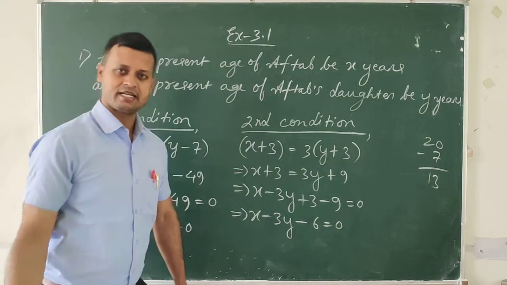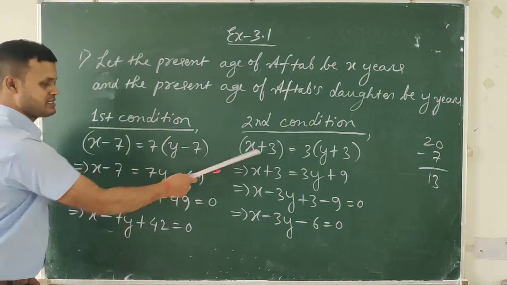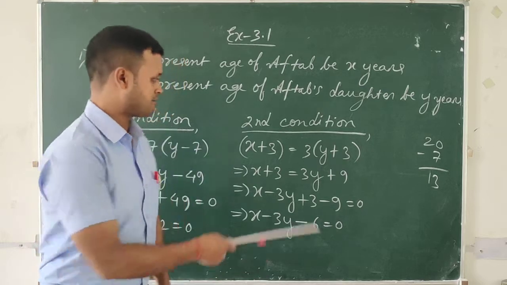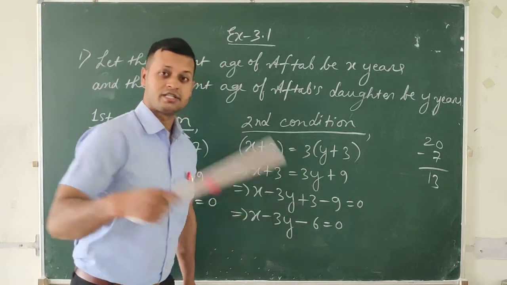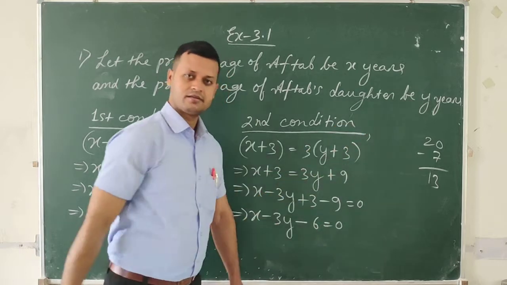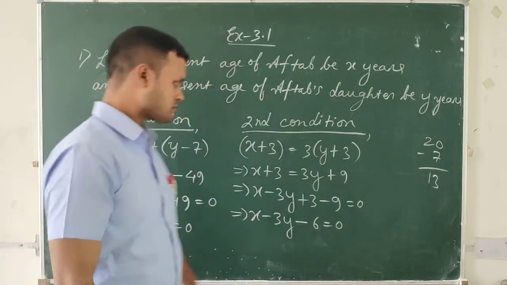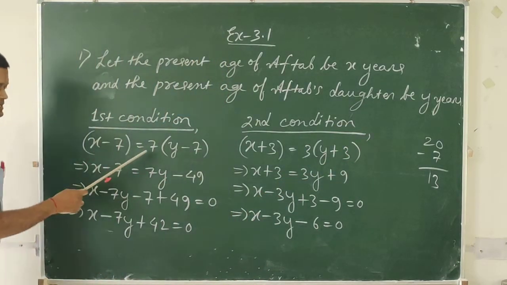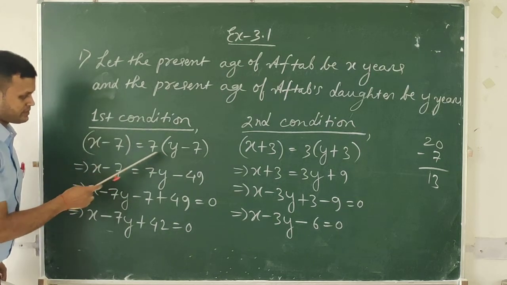And after 3 years, Aftab's age x plus 3 is equal to 3 times the daughter's age, that means 3 into y plus 3. After 3 years, isn't it? So now you multiply. See students, now you multiply 7 into y.